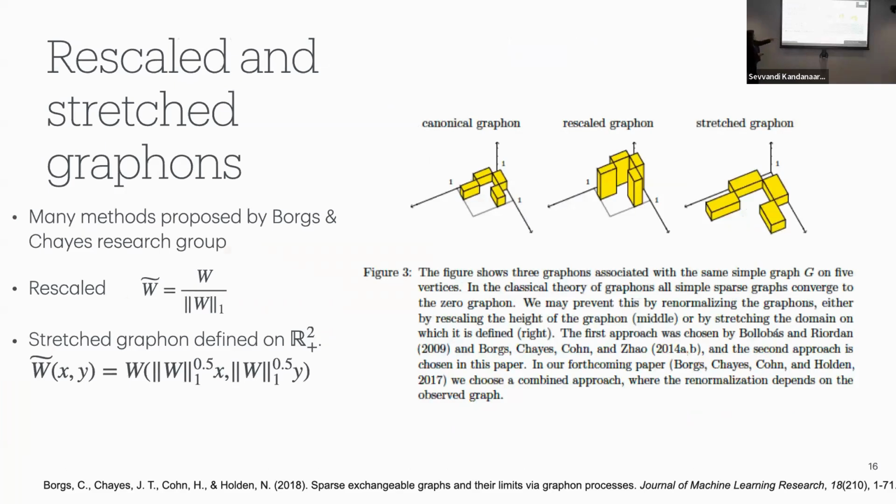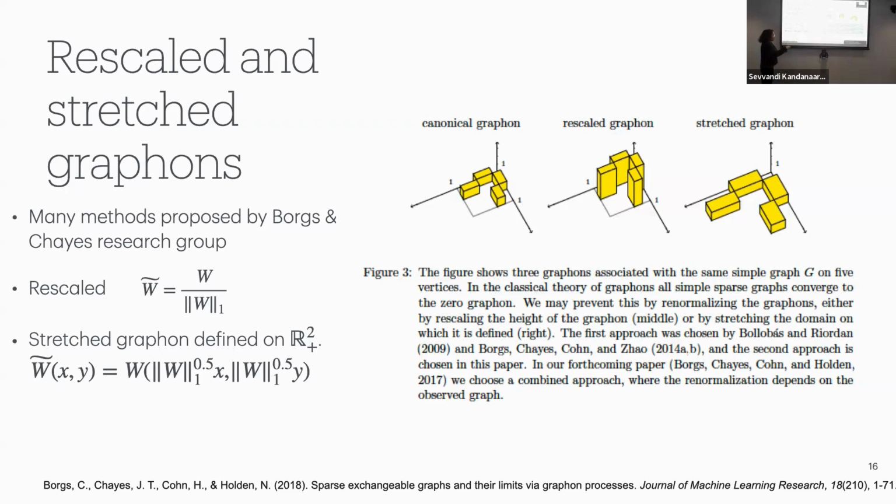So this set of methods by Boggs and Shays and the group, there's a lot of work done by Christian Boggs and Jennifer Shays and their research group. Here they have the standard graphon where we are defining it on the unit square and the height is 1, right? But then they say, let's rescale it. Here W is the edge probability. We don't need to have it for edge probability. We can let it go to infinity.